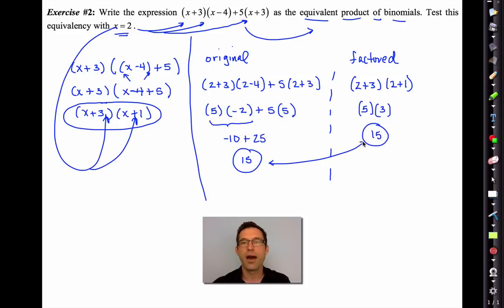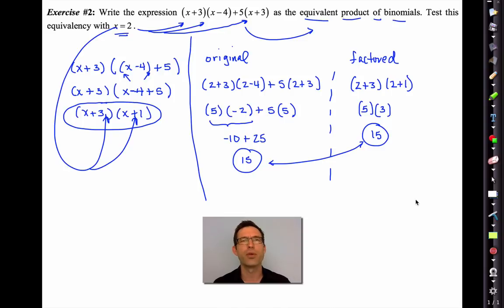Now, obviously, that check does not mean that these two are equivalent. What it does mean is they have the same value when x equals 2 is substituted in. But it is a good proof that we've done something right. If we had put x equals 2 in and gotten two different values, then we would know that we had simplified that more complicated expression incorrectly. So keep that in mind.